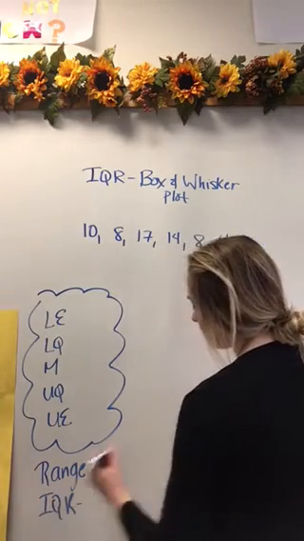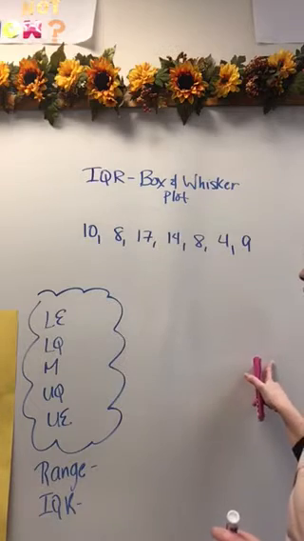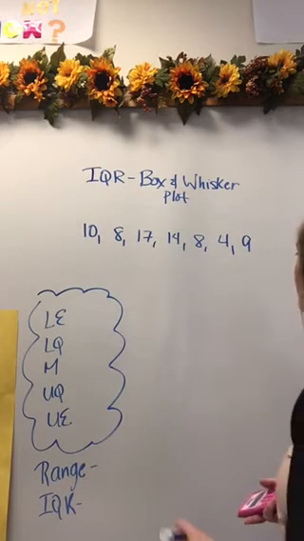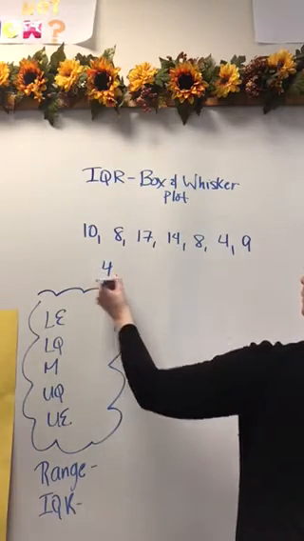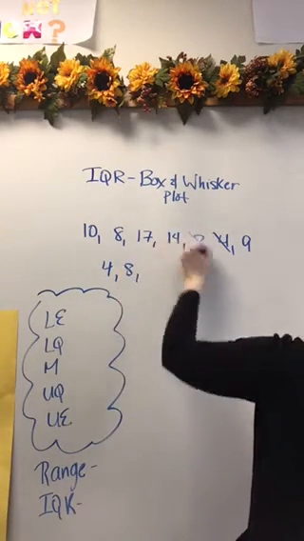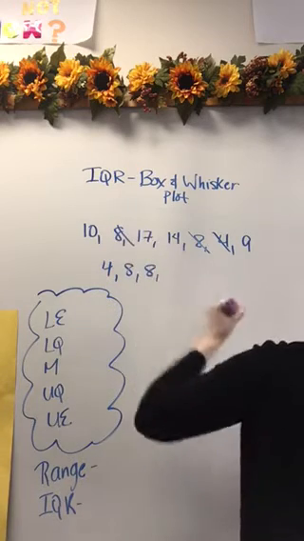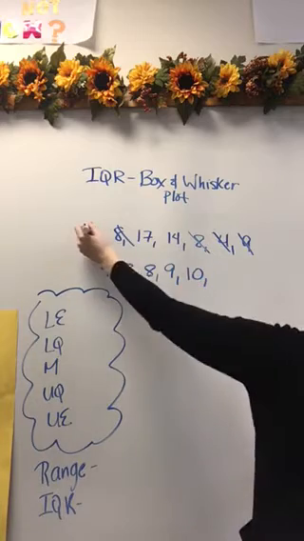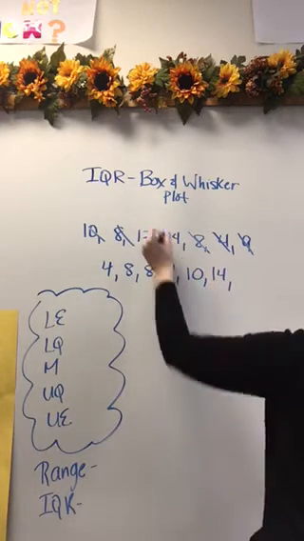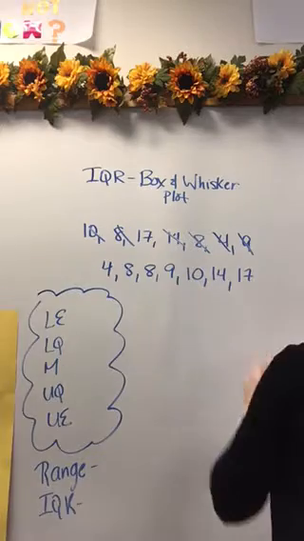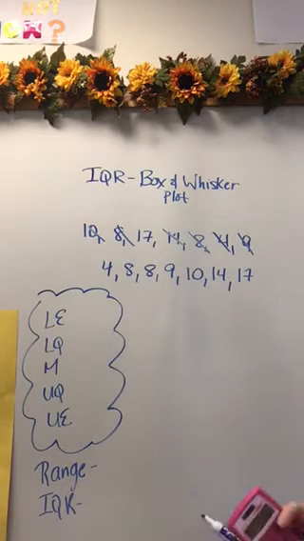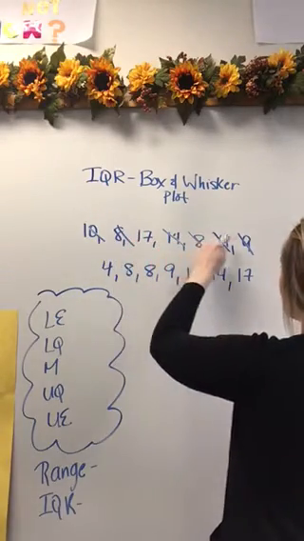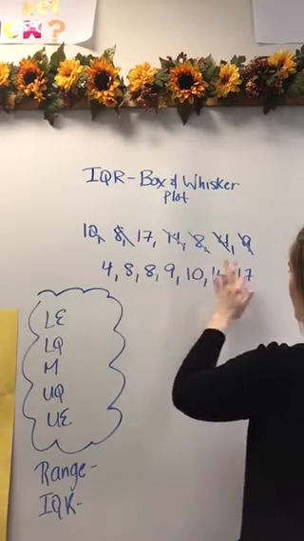So let's begin. In order to work with this data, we need to put the numbers in order from least to greatest. So I have 4, 8, 8, 9, 10, 14, and 17. So once I've put my numbers in order from least to greatest, I'll make sure I double check by counting 1, 2, 3, 4, 5, 6, 7.